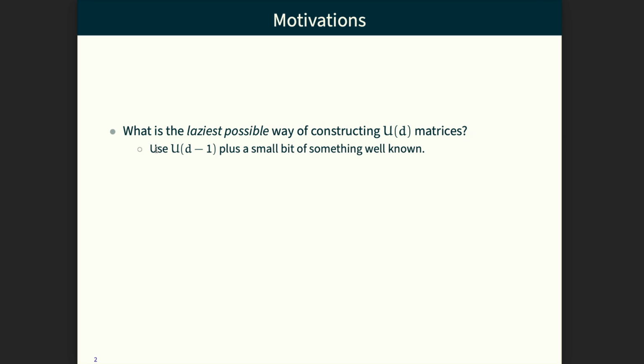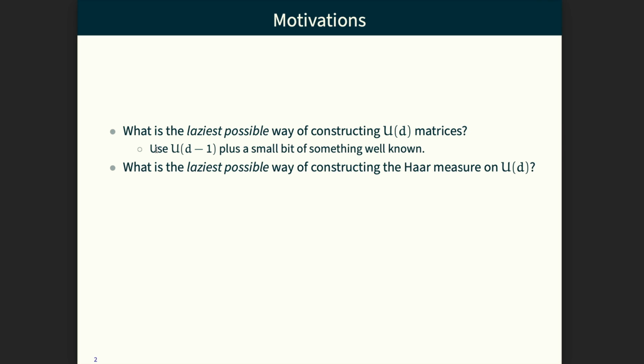Now, it turns out that I'm interested in more than factoring unitaries. I'm also interested in measure, understanding the distribution of these unitaries. And what's the laziest way of understanding this distribution? It's to understand it in terms of the previous ones. And that matches really well with the first item.